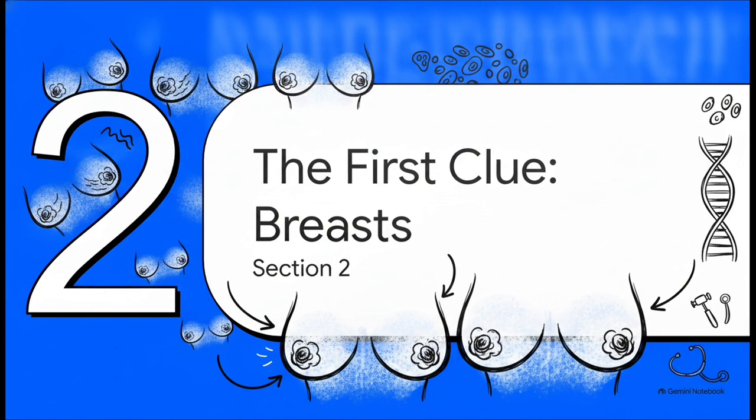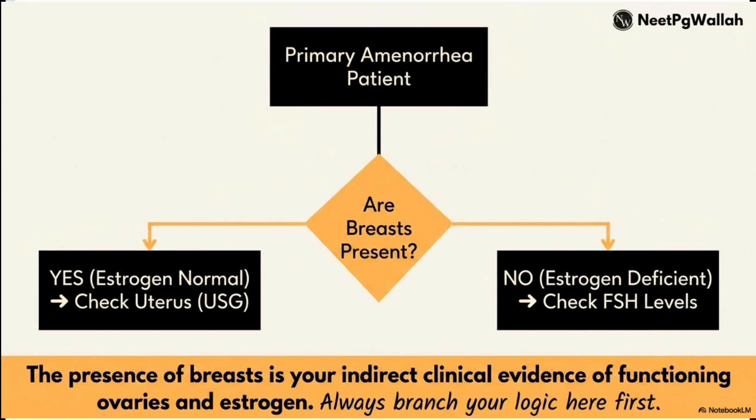Moving right along to Section 2, the first clue, breasts. Let's see how this plays out in a clinical exam. This right here is the master split. Whenever you are faced with a primary amenorrhea question or an actual patient, you always branch your logic here first. Are breasts present? You might be wondering, why start there? Well, because breast development is your direct clinical evidence that the ovaries are functioning and actually producing estrogen. Think of it like this. If she has breasts, she has estrogen. If she doesn't, she's estrogen deficient. Asking this one simple question literally cuts your massive list of potential diagnoses right in half.